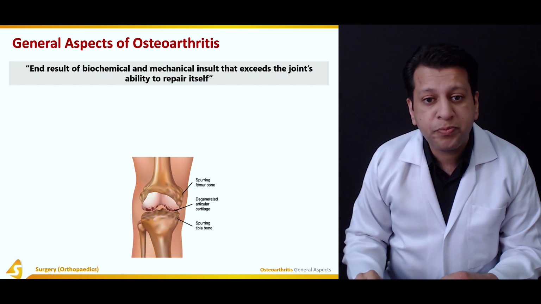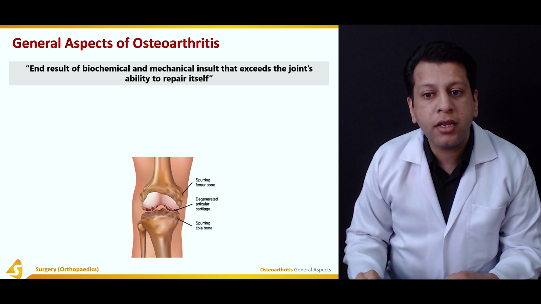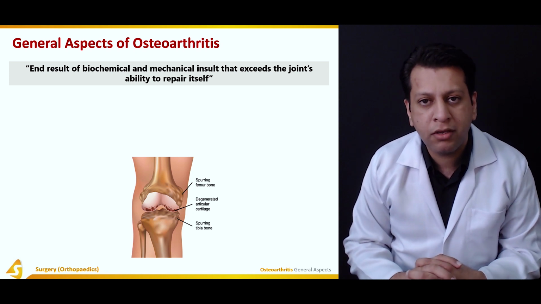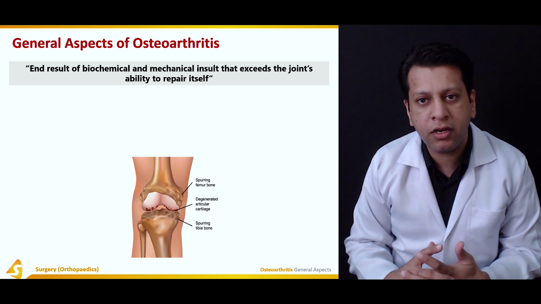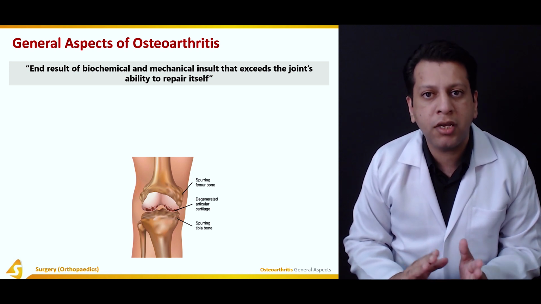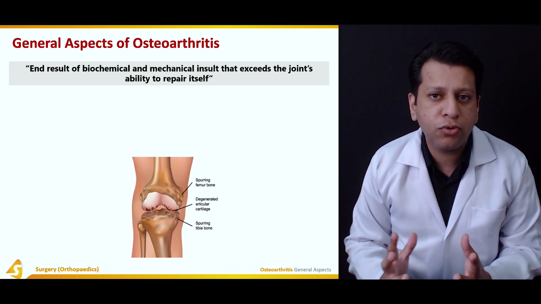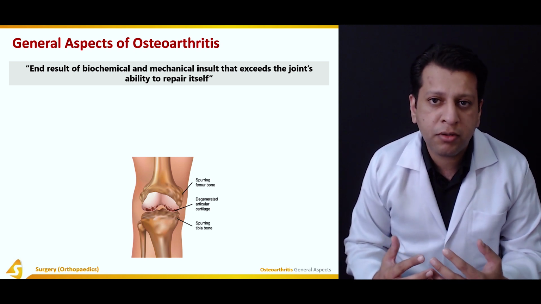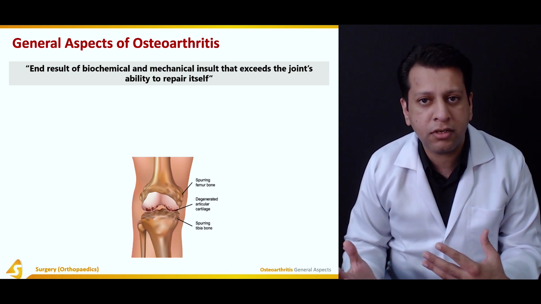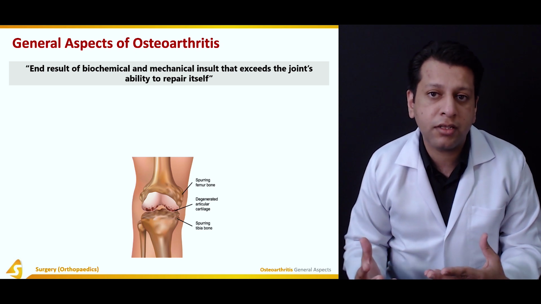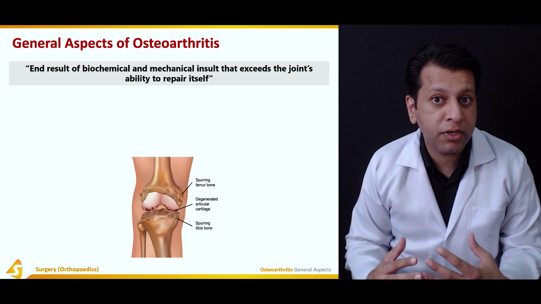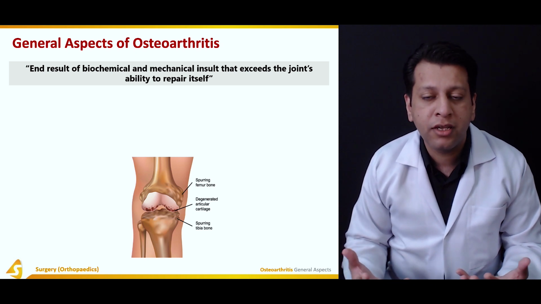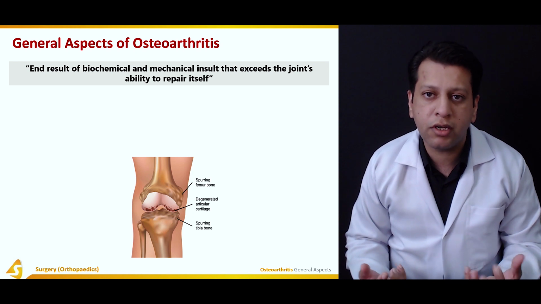So what is osteoarthritis? It is the end result of biomechanical and mechanical insults that exceed the joint's ability to repair itself. Below is a diagram of a knee joint. When we walk, run or jog, the weight bearing is done by the hip and knee, and almost the ankle joint. If something goes wrong, the body has the ability to repair itself. But if the insult is far greater than the repair mechanisms can handle, the body will not be able to repair properly. As a result, joint failure occurs, and this joint failure is termed arthritis. And as the bones are involved in the joint, it is osteoarthritis.